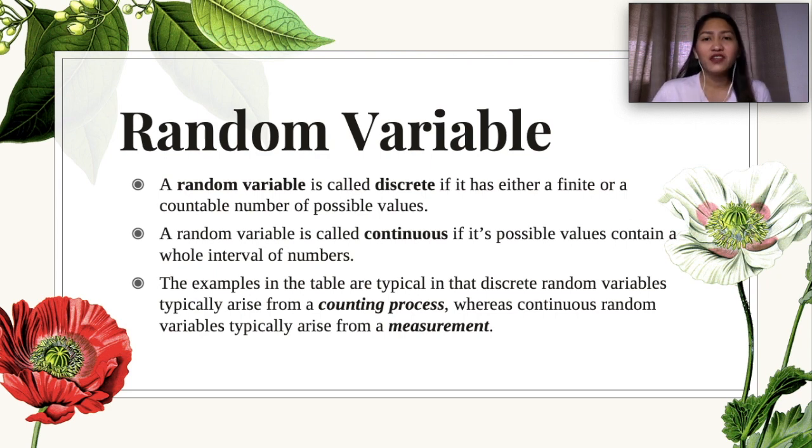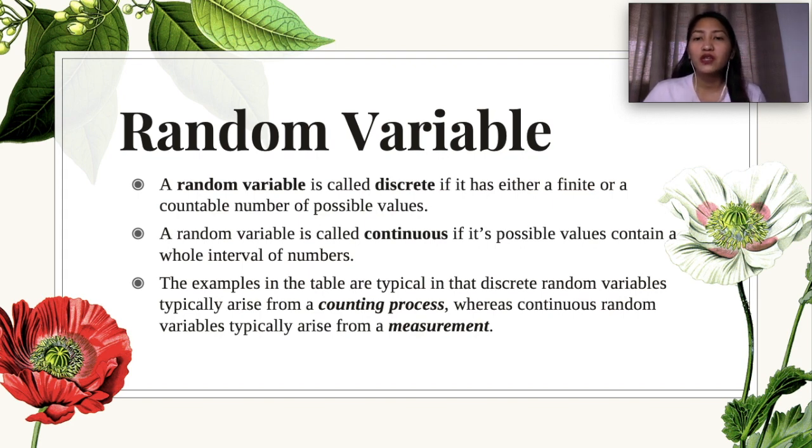Okay, so a random variable is called discrete kung ito ay either a finite or a countable number of possible values. Continuous naman kung yung possible values contain a whole interval of numbers. So, meron siyang mga decimal points. The examples in the table are typical in that discrete random variables typically arise from a counting process. So, pag binibilang mo, you will know that that is a discrete random variable.